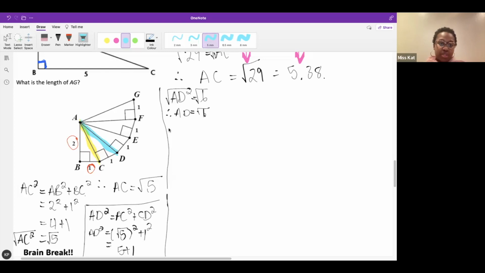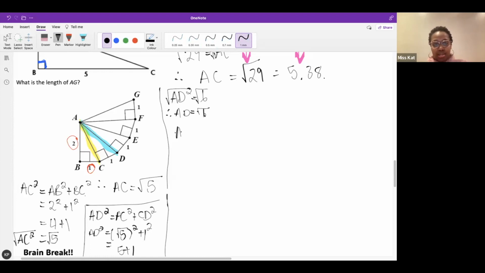Okay, I think we're doing better. Now we have found what? AD. So now we can use AD to find AE. So we're moving up triangles. Okay, so now we are in triangle ADE.